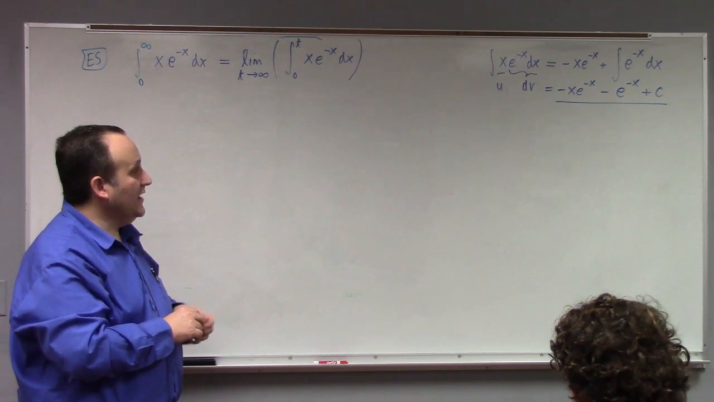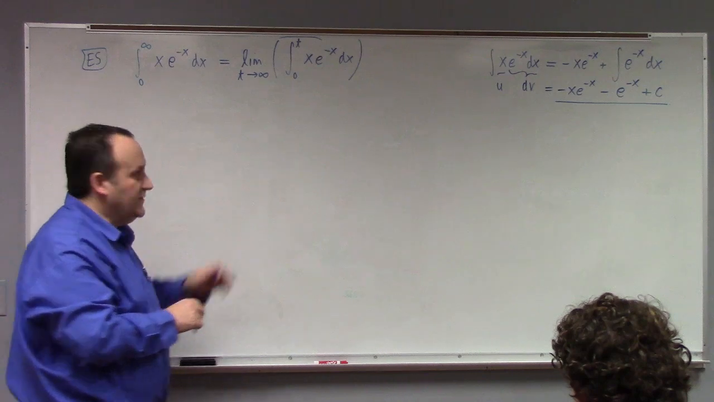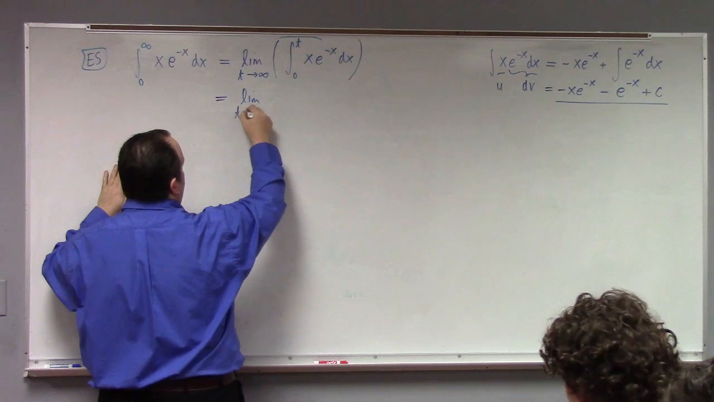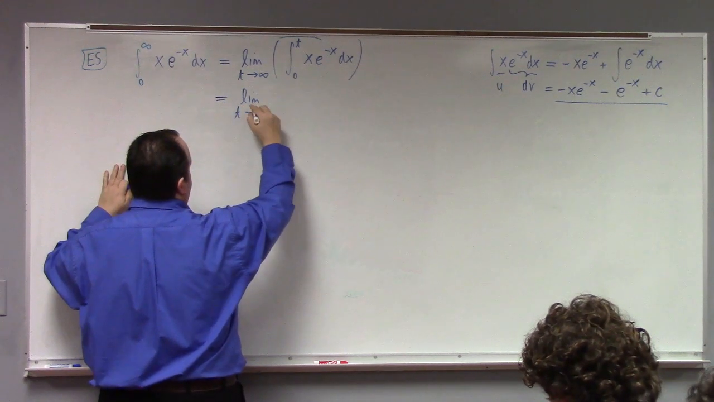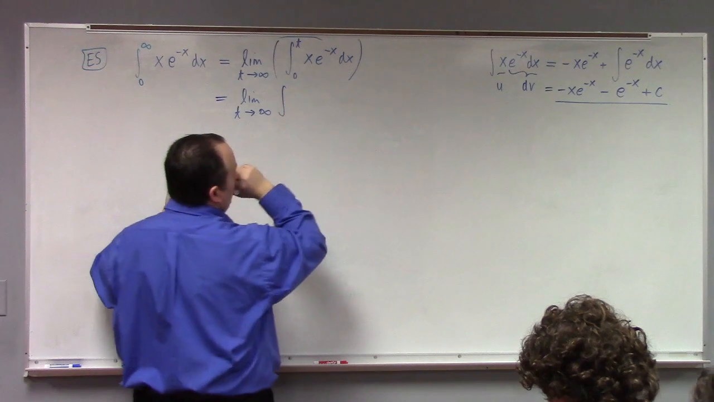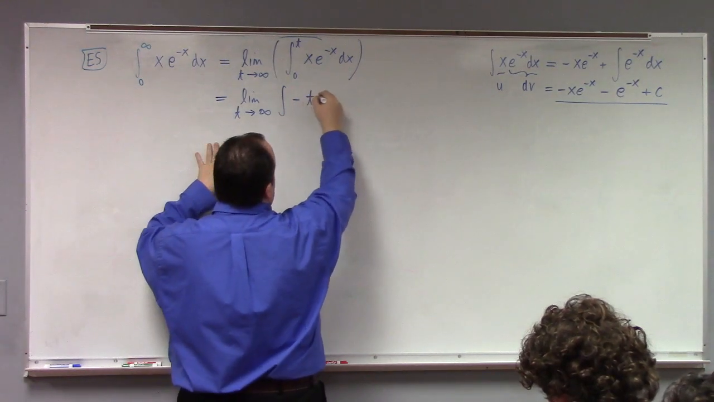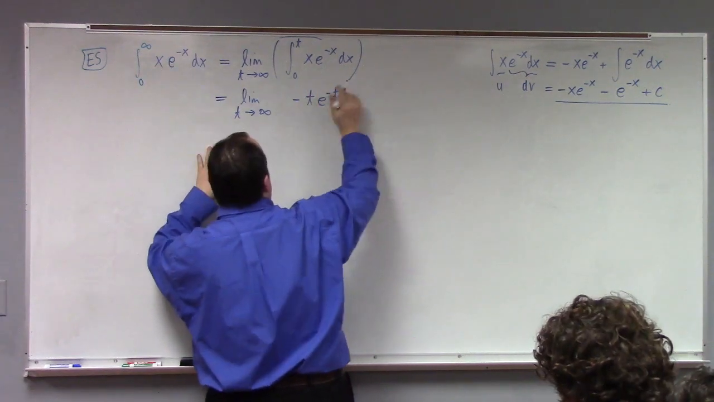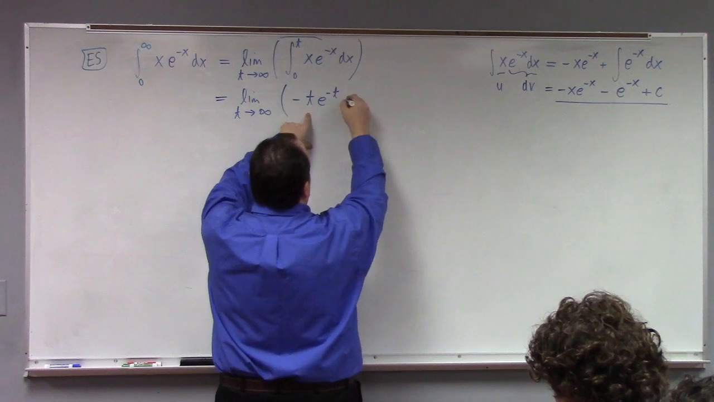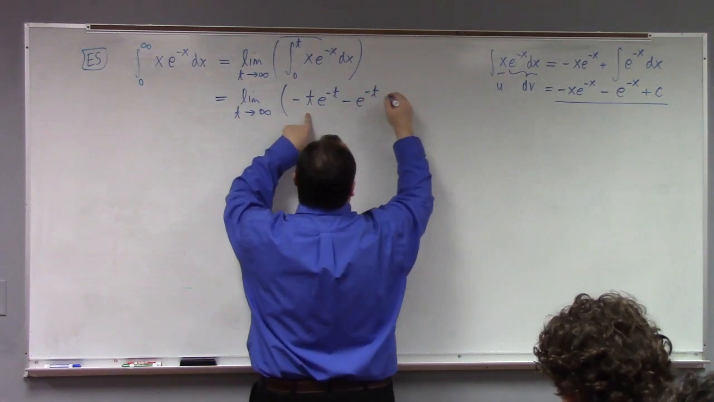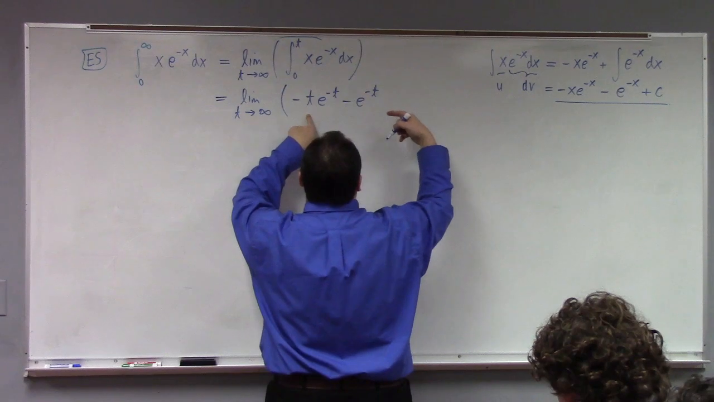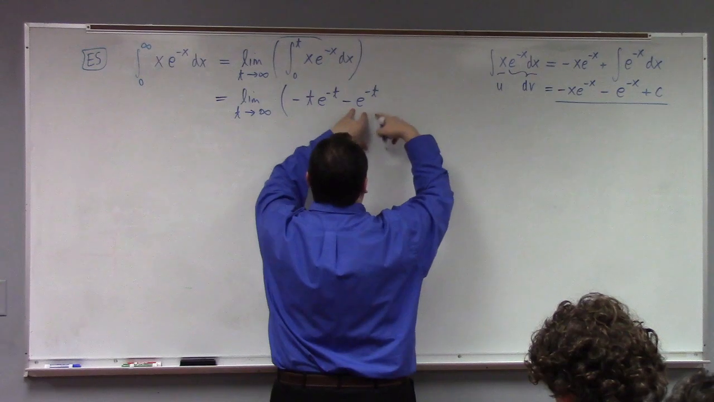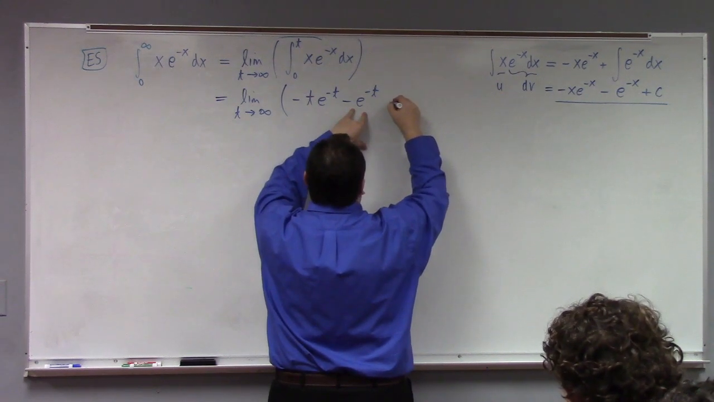But anyway, that's correct. So FTC2, what do we have? We have the limit as t goes to infinity of minus t e to the minus t minus e to the minus t, all right? The constant doesn't matter, it evaluates to 0. What happens when I plug in 0 into this? The first piece gives me 0, the second piece gives me 1, so I get plus 1, all right?